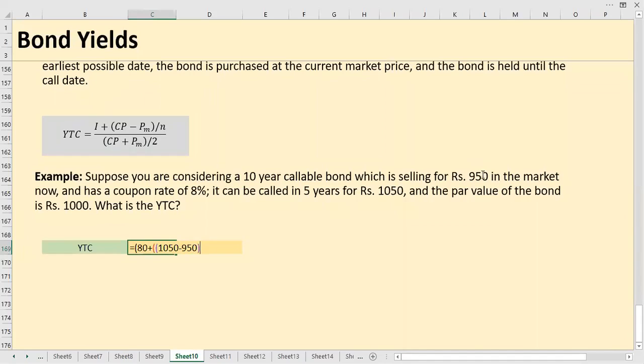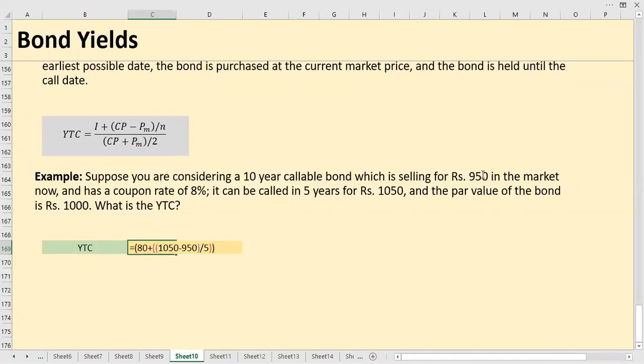Then I am going to divide that value by the n. Just remember here n should be equal to 5, because we are going to calculate the yield to call. If you were calculating the yield to maturity only, you would get 10 years here. Since we are calculating the yield to call, we are getting 5 years. So that's it. Close the bracket and close the bracket.